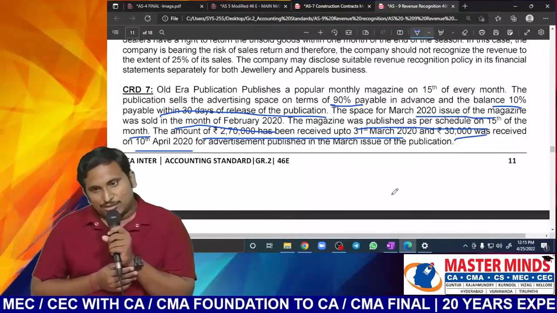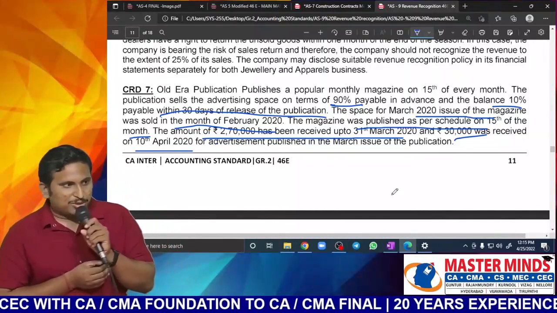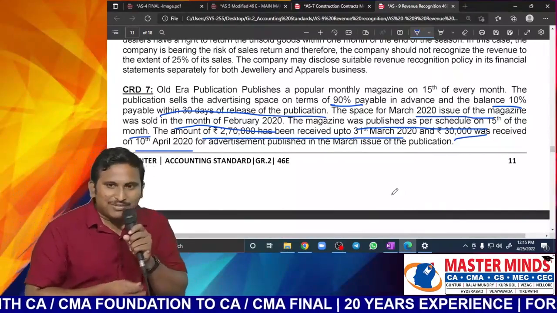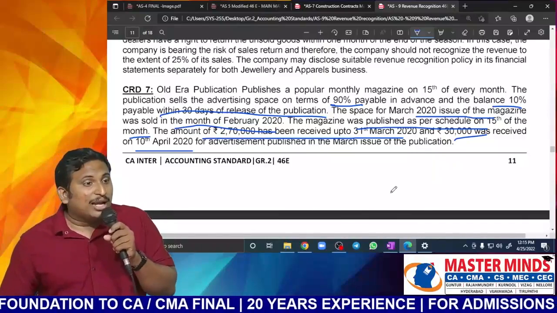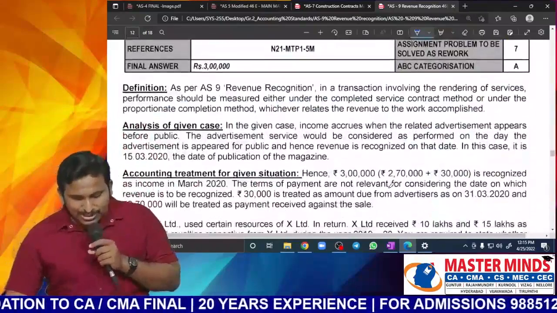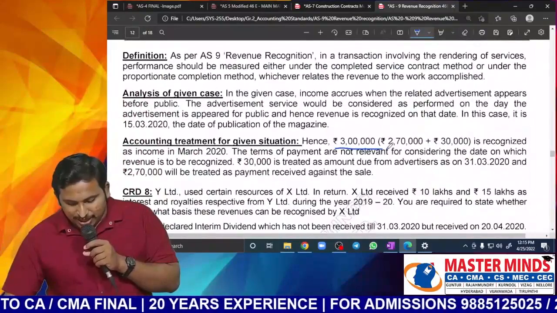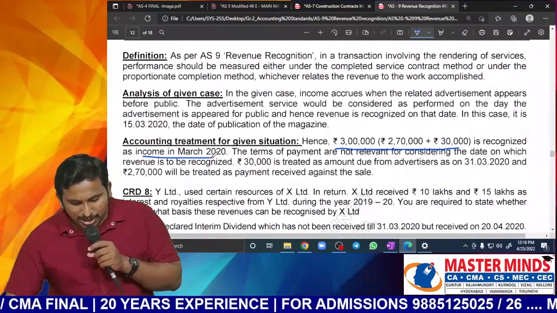I think the magazine was published. The magazine was already published. If the magazine was published, you can recognize the revenue. You need not wait for actual payment. If the ad was displayed for the public, it is sufficient, sir. Hence, the entire 3 lakh is to be recognized.